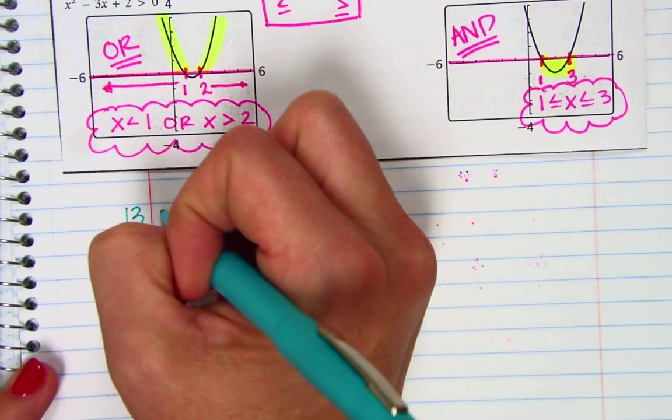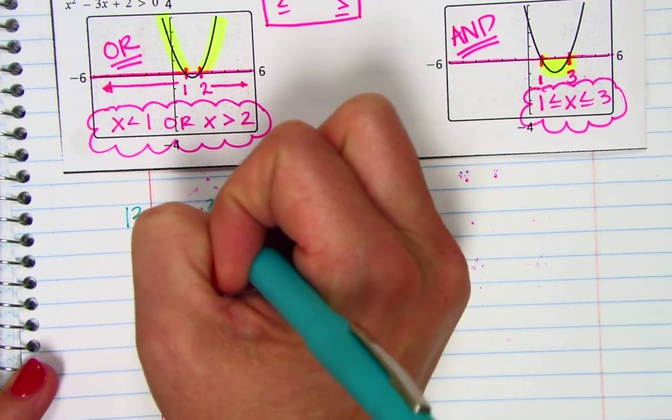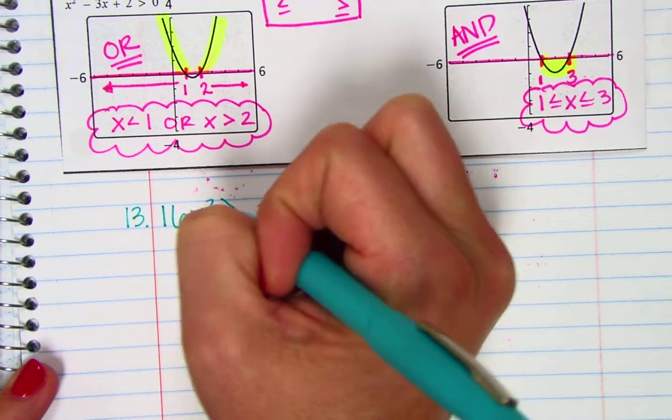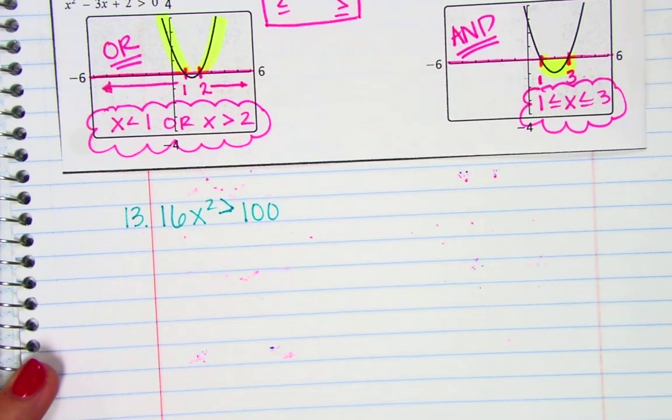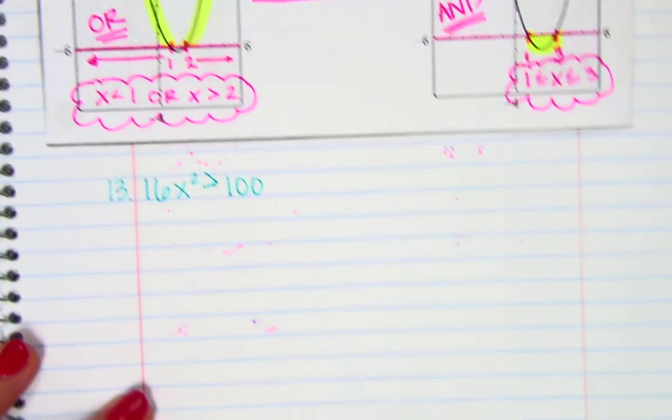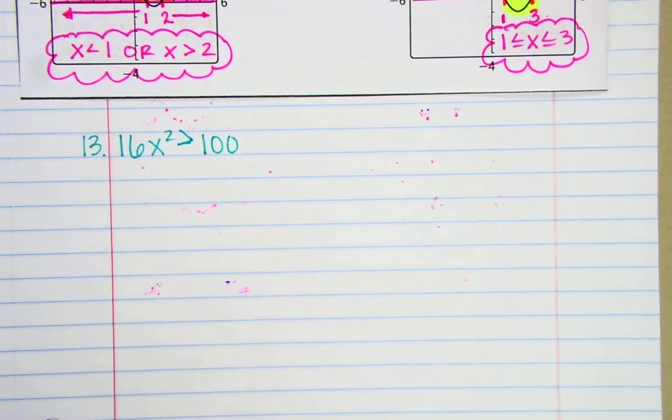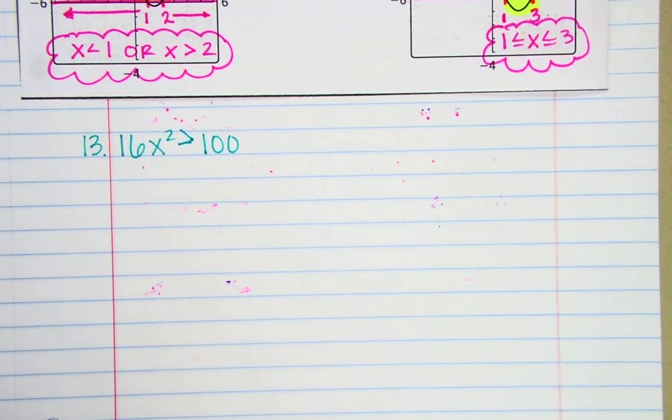Okay, on 13, it is 16x squared is greater than 100. And just like these, we're looking for the x-intercepts. Just like we've been doing pretty much this whole 6 weeks, we've been looking for the x-intercepts.